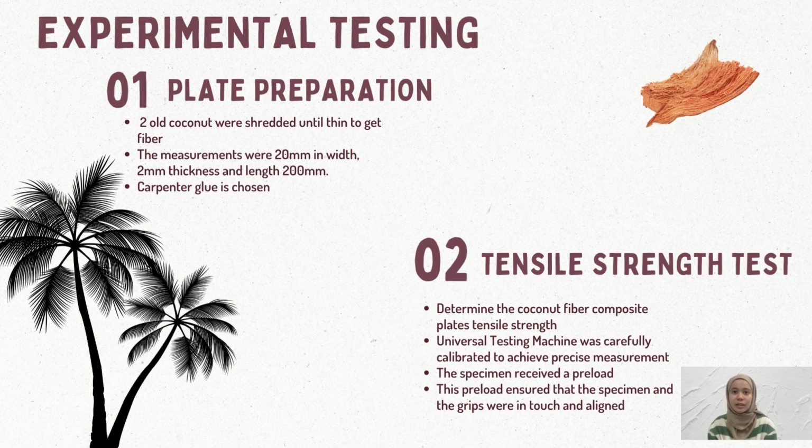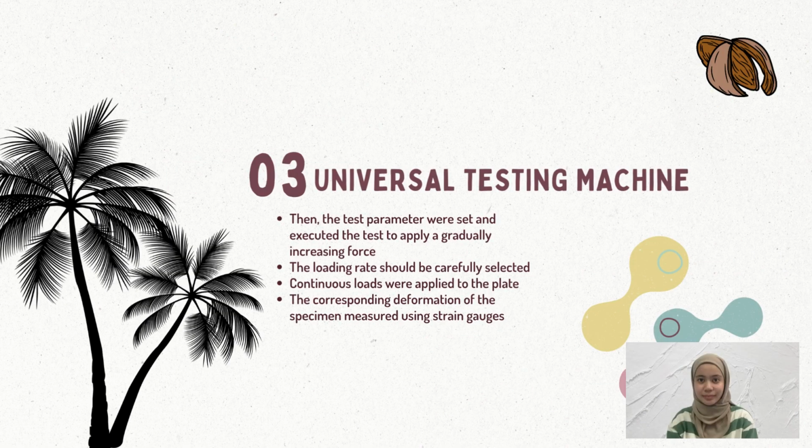The first step in this experiment is to determine the coconut fiber composite plate's tensile strength. The Universal Testing Machine was carefully calibrated to achieve precise measurement. After calibration, the specimen received a preload. This preload ensured that the specimen and the grips were in touch and aligned. Then, the test parameters were set and the test executed to apply gradually increasing force. The loading rate should be carefully selected to prevent early failure.